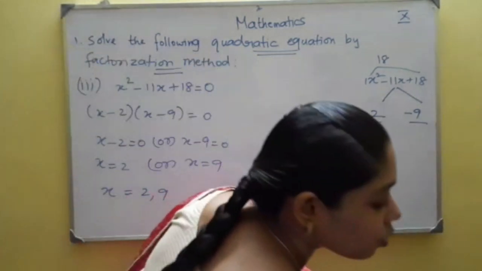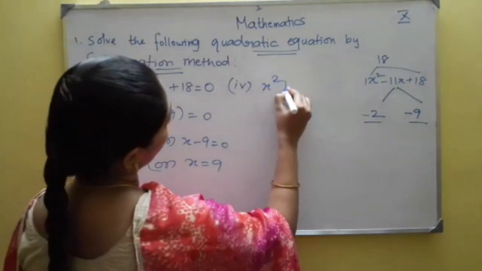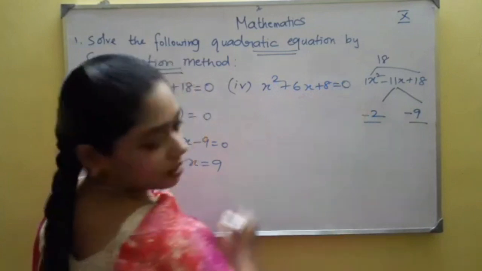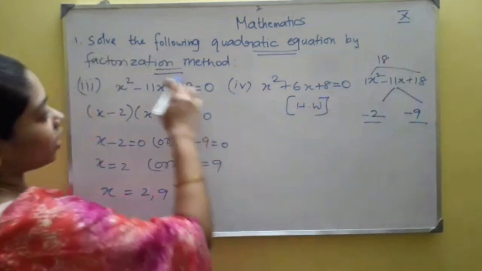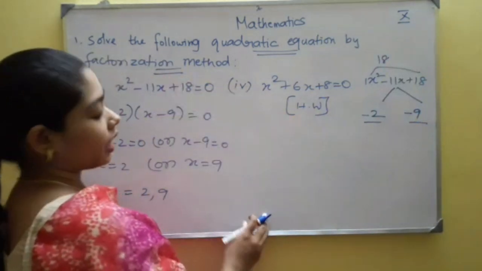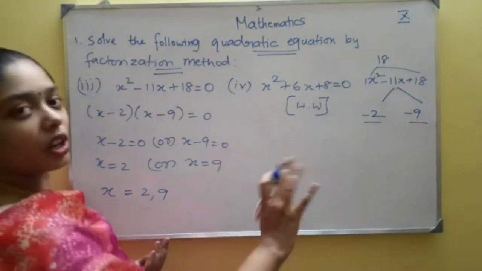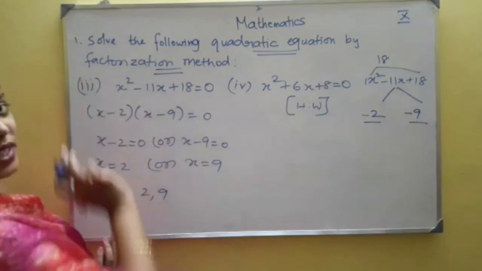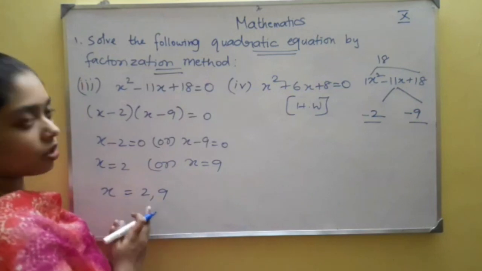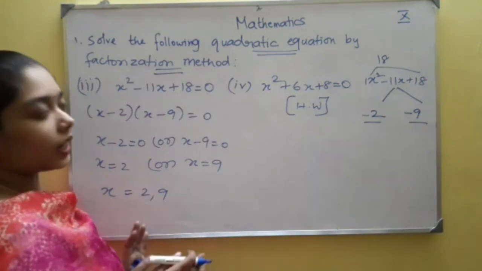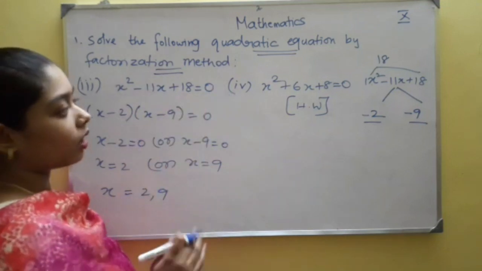Now I will give you one problem as homework. x square plus 6x plus 8 equal to 0. The same way, this method of finding the two solutions is called the factorization method. Find the two solutions. After finding them, you want to check whether your solution is right or wrong: in your rough column, just substitute this value in the question itself. If you get the answer to be 0, okay, both your x values are correct. If at any one value you are not getting this expression to be equal to 0, your solution is wrong.